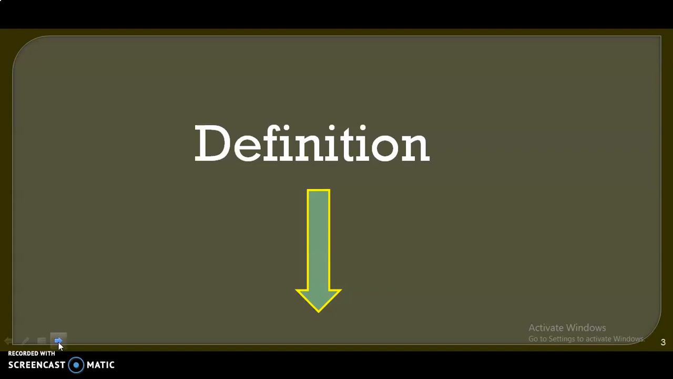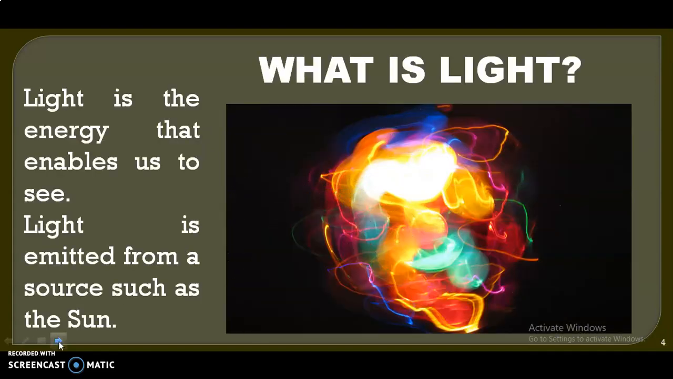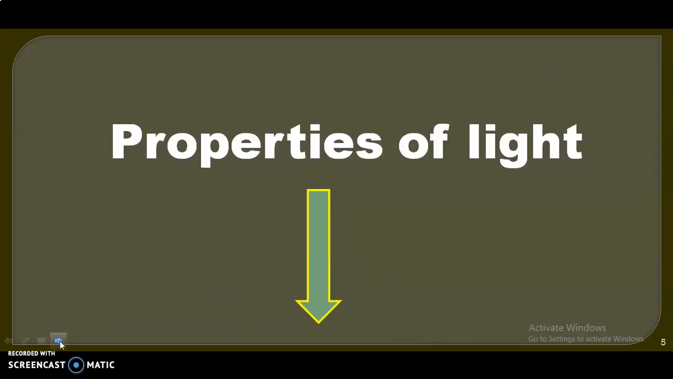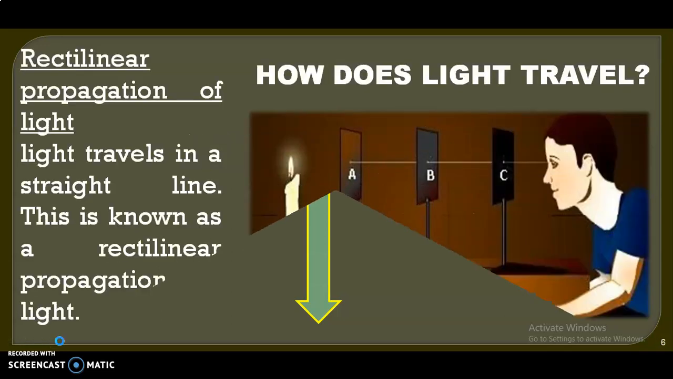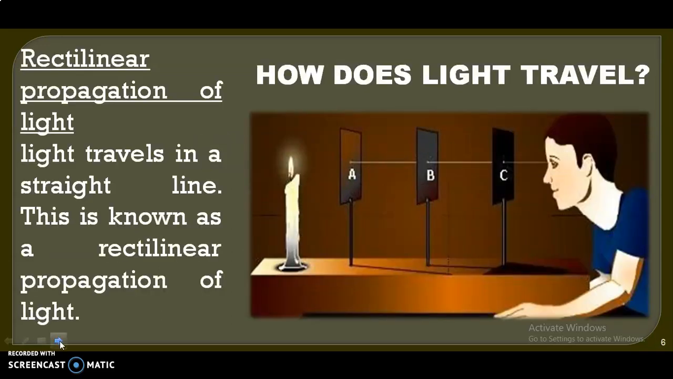The definition of light is that it is the energy that enables us to see. And light is emitted from a source such as the sun. What are the various properties of light? One of the properties of light is that light travels in a straight line. And when light travels in a straight line, this is known as rectilinear propagation of light.